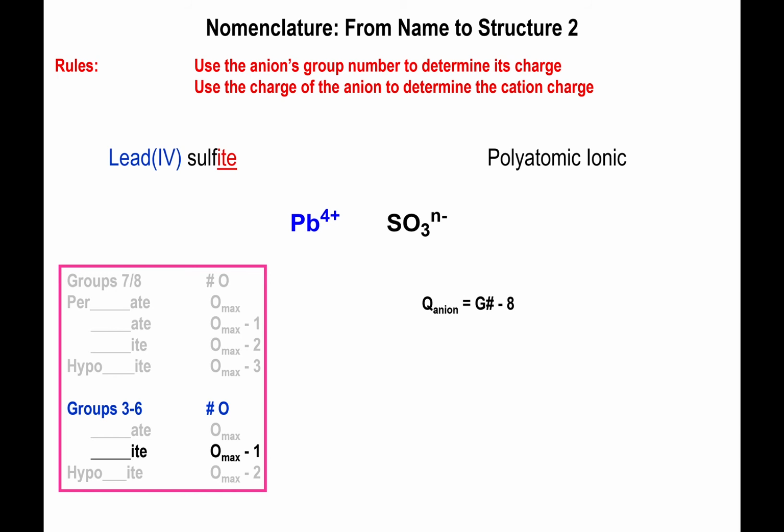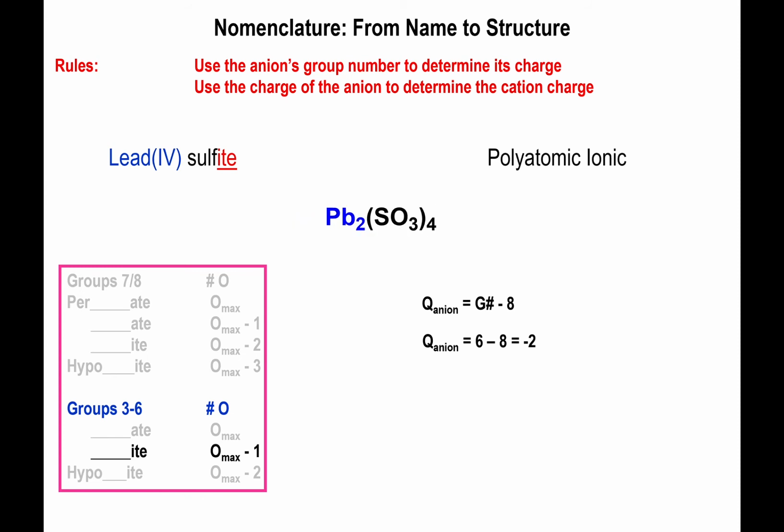And the group number of sulfur is 6. 6 minus 8 is -2, so now we know the charge of sulfite. And at this point you do the same thing we did before. You use the charges to come up with the proportions. You simply cross multiply the amounts.